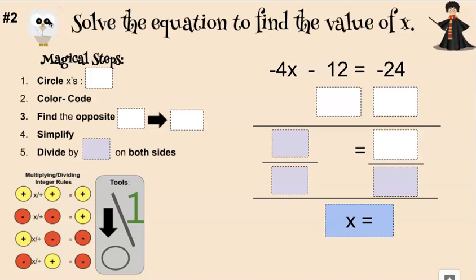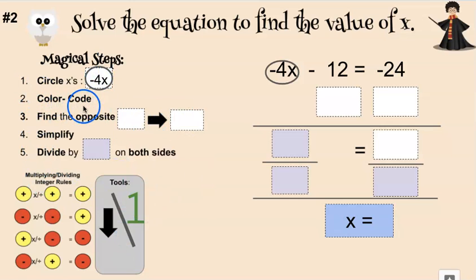All right, Huskies, now let's go on to problem number 2. Let's go ahead and go to our magical steps. Circle x's. We're going to take this circle and circle negative 4x. So we need to make sure this circle shows a negative number. There we go. We're going to come over here and put negative 4x. Come and get another circle to show that we have to circle our x's.